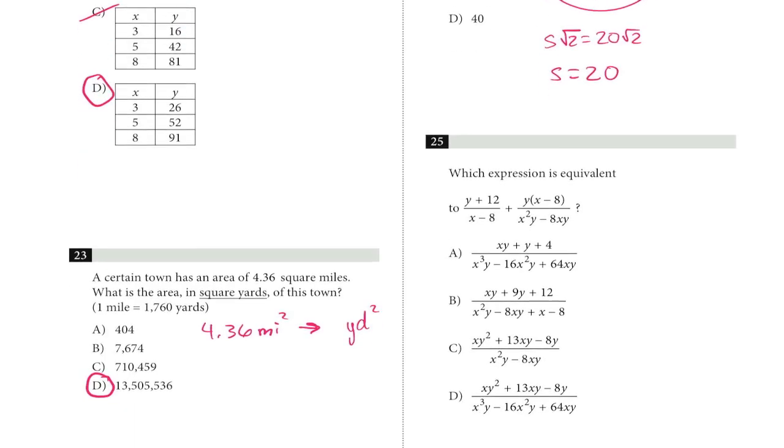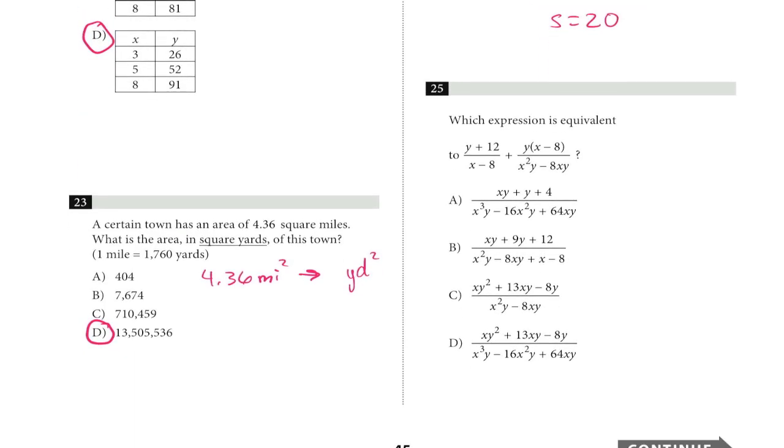All right, 25. Which expression is equivalent to all that? So again, if they ever say which expression is equivalent, we can pick numbers. So I'm going to go ahead and say x is equal to 3. And here we do have a second letter, so I'm going to pick another number. I'm just going to say 4. If there was a third letter, I would just say z is 5.